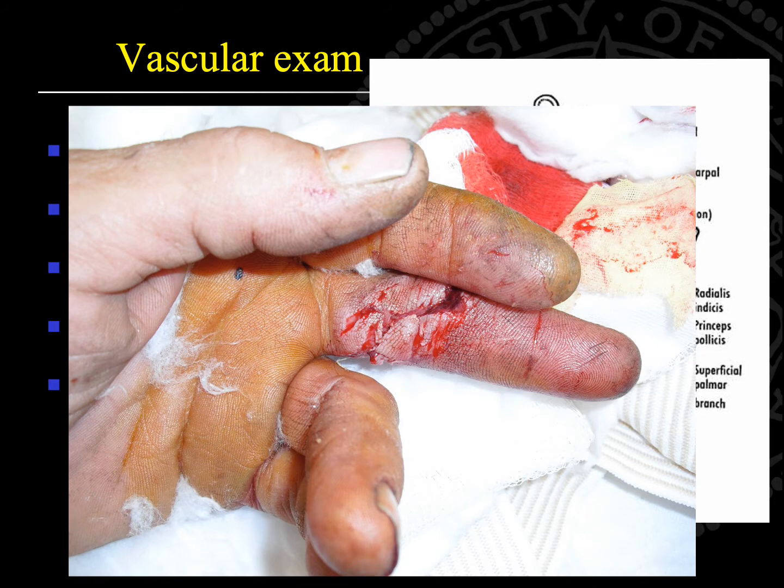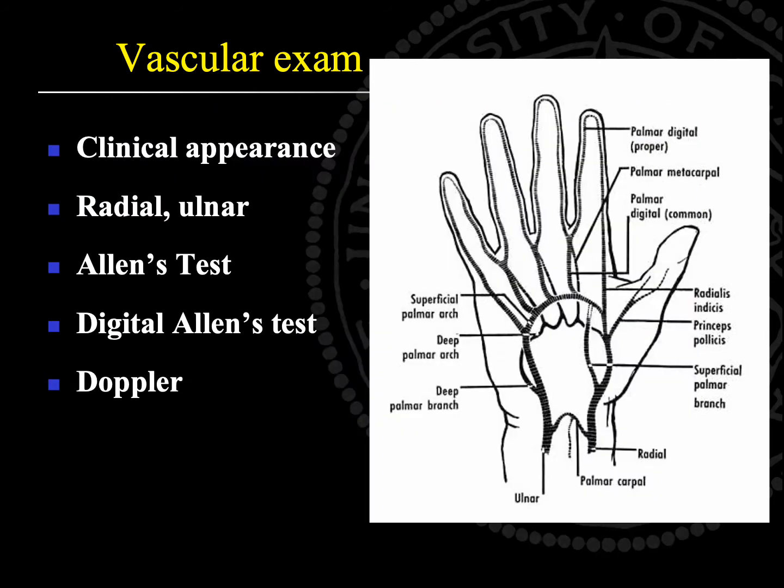When we talk about the vascular exam, remember that, number one, you look at clinical appearance, right? If you see a very white finger in the setting of all the other fingers being red, that is a good sign that the vascular system is not working. You can check the radial and ulnar sides with a Doppler, and you want the pinpoint Doppler, not like an OB Doppler. You can usually Doppler all the way up to the PIP joint on both sides.